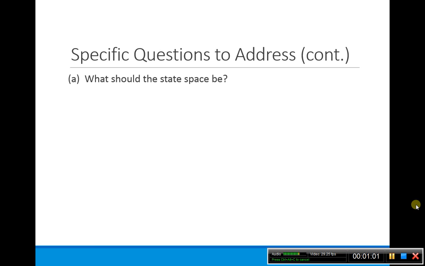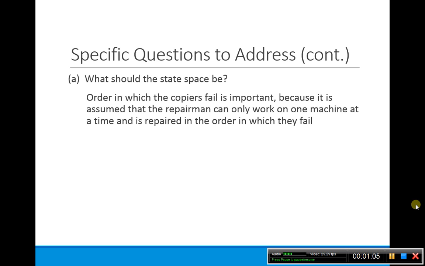So what should the state space be? We need to think about what we're trying to do here. The order in which the copiers fail is important because he only works on one machine at a time, and he finishes working on that machine before he moves on to the next machine. So he's going to repair them in the order in which they fail. We need to think about there being copier 1 and copier 2, and then the possibility that there are no copiers that aren't working.